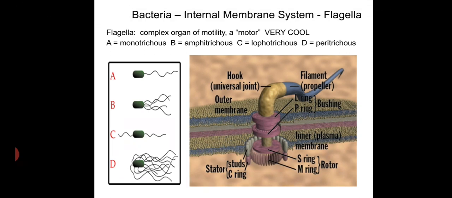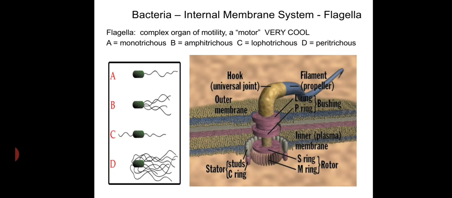And the next structure is the flagella. Flagella are used by bacteria for motility. About half of the bacteria are motile. Most motile bacteria move by use of flagella. Each bacterium may have one, two, or many flagella.